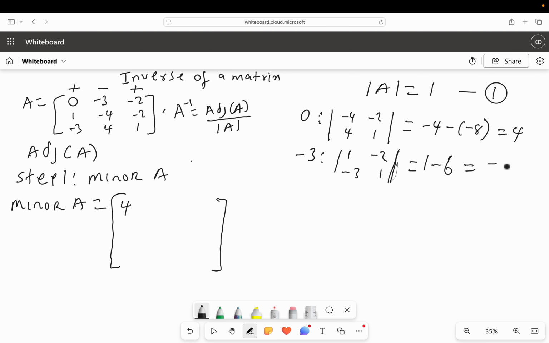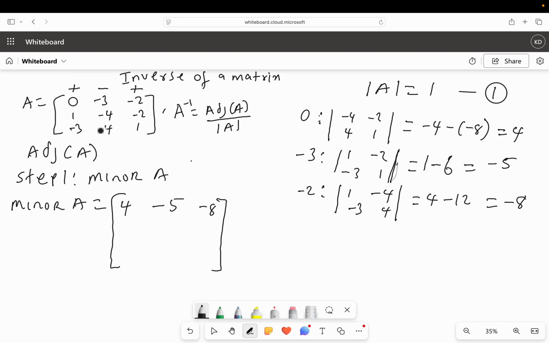So I will have minus 5. So it means I will have minus 5 here. Then going to the third element, minus 2, cancel the corresponding column and row. So I will be left with 1, minus 4, minus 3, and 4. So I'll just have the determinant as 4, then minus 12, which is just minus 8. So I'll have minus 8.